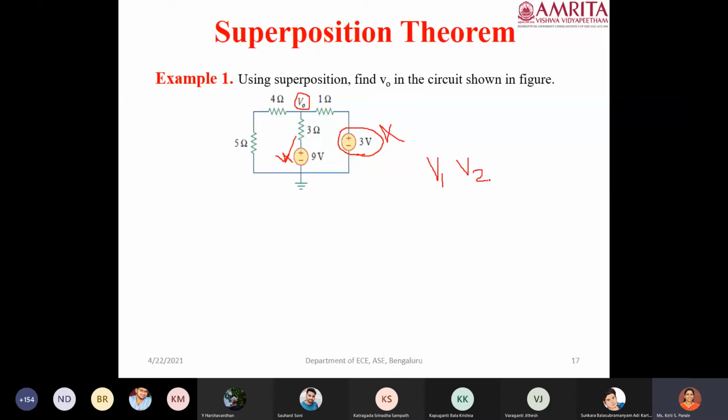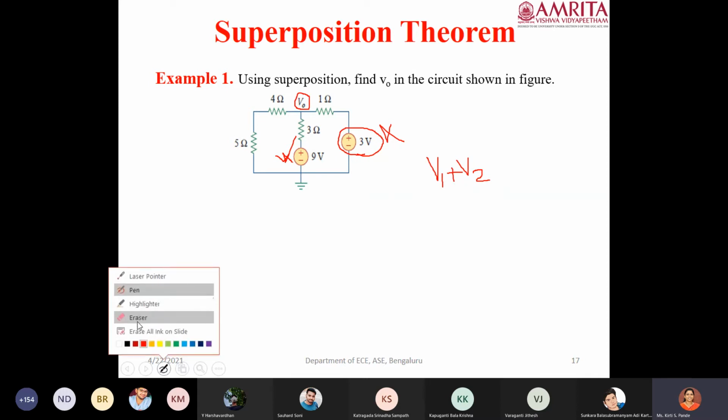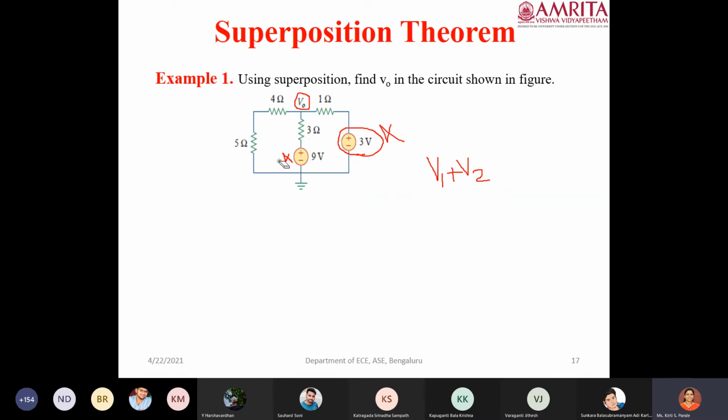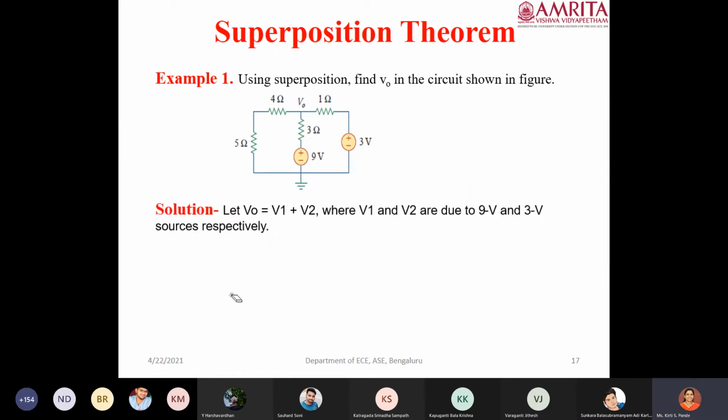Now if somebody asks what the V value is, the total V naught will be the effect of this V1 and V2. That is V1 plus V2. So V naught will be V1 plus V2. Now let's look at the solution and then we will go ahead step by step.